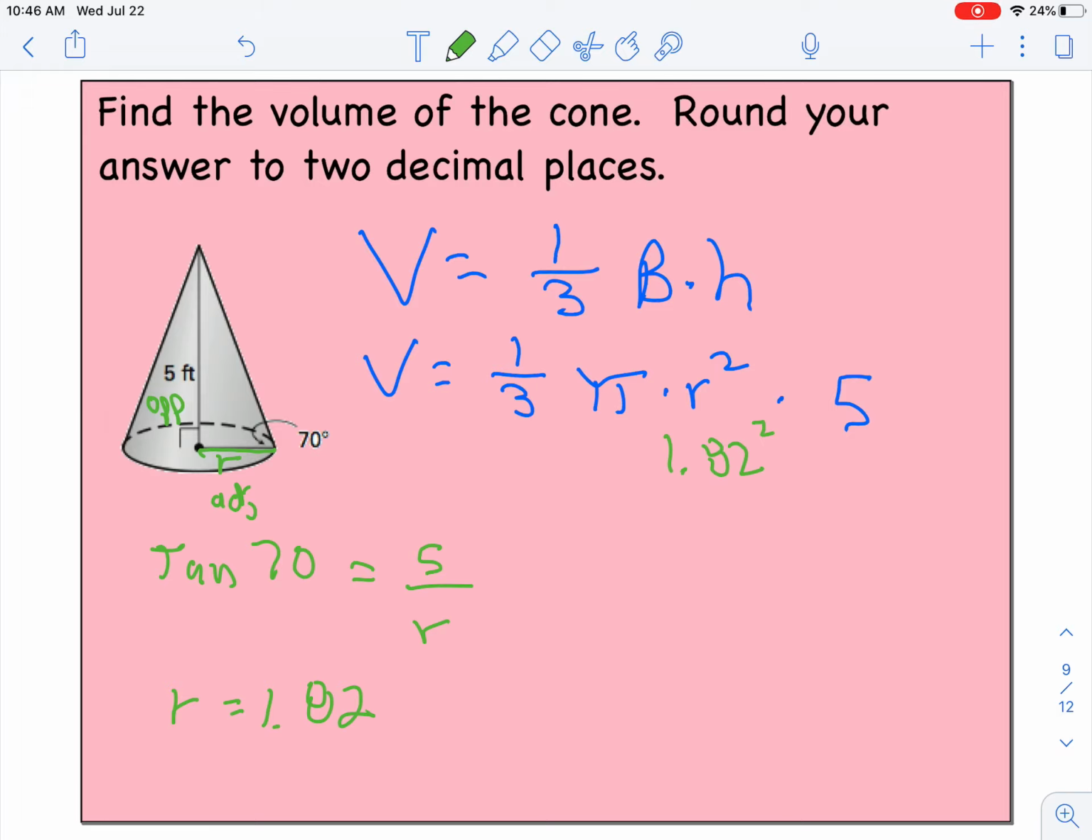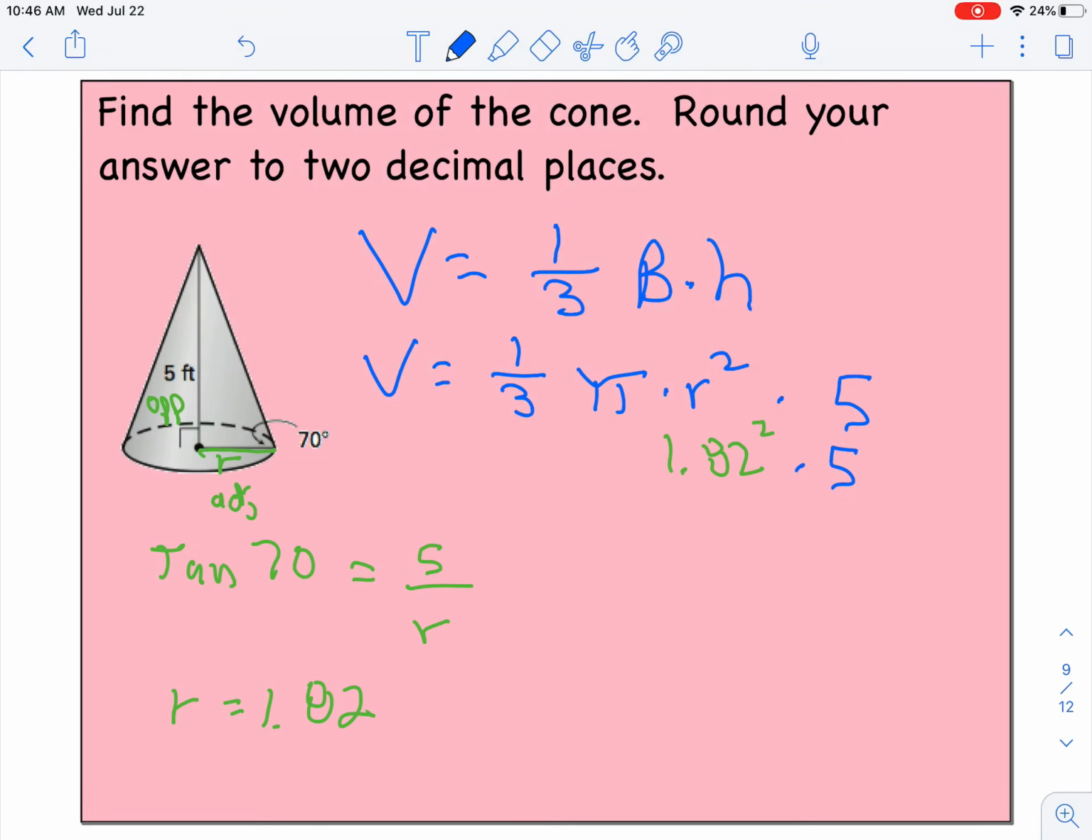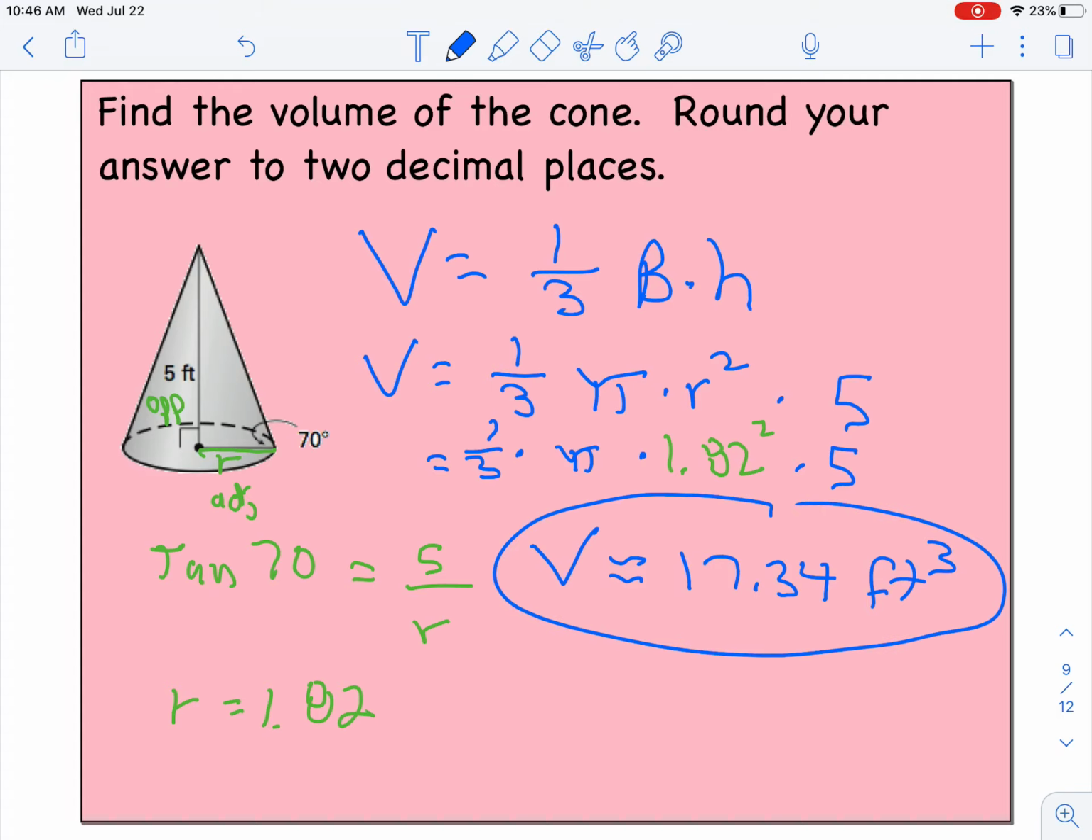So now I'm going to put in 1.82, square it, and then that's going to be multiplied by 5, by pi, and by 1/3, or dividing by 3. So that gives me a volume of approximately 17.34 feet cubed.